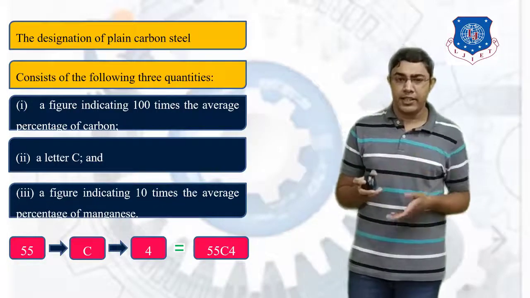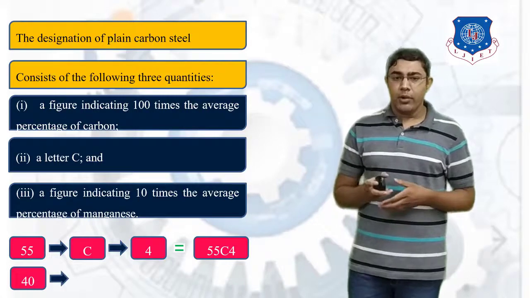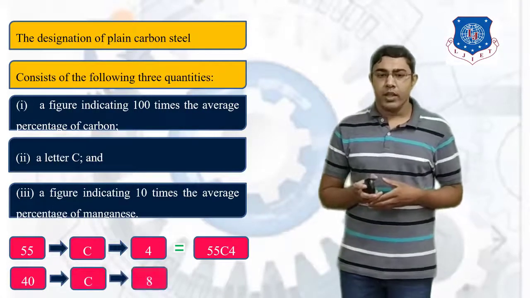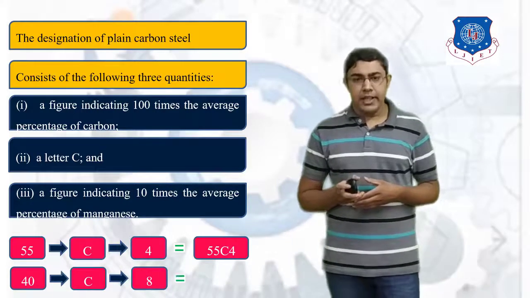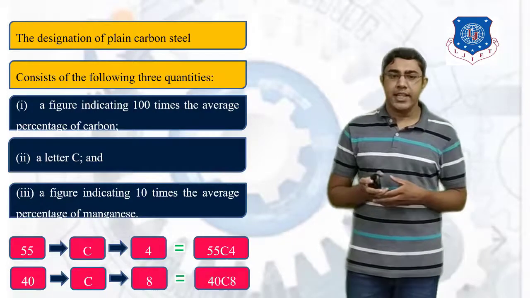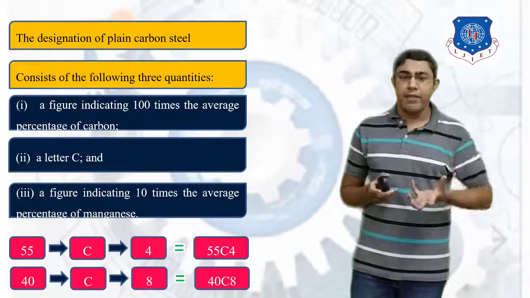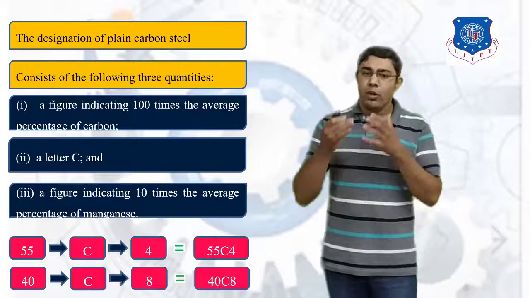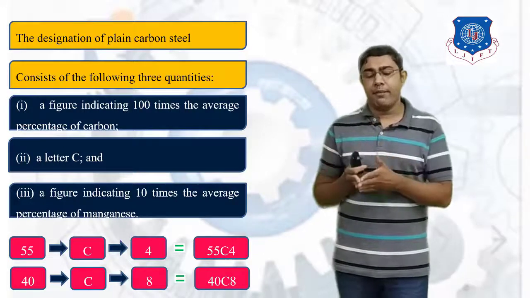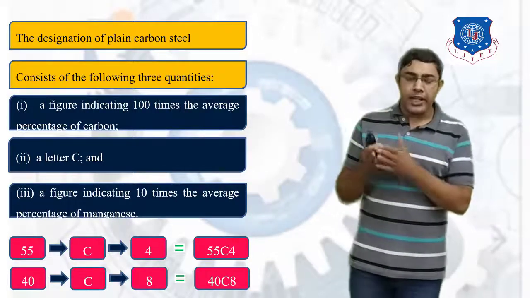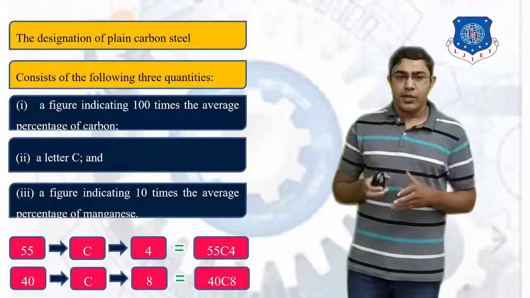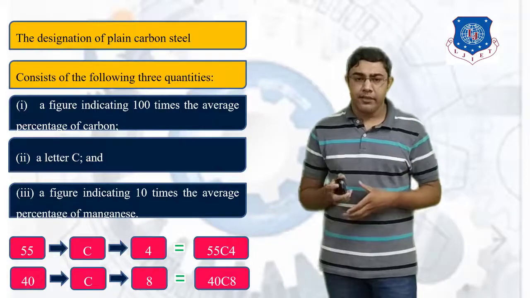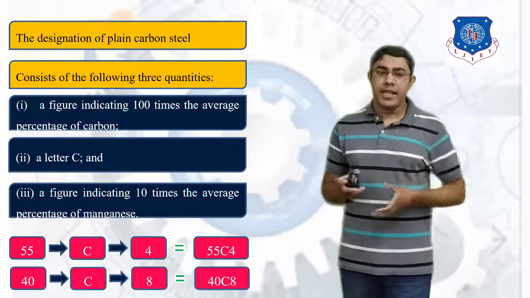Let's see another example. 40 followed by the letter C followed by the figure 8. So that is equal to 40C8. So 40C8 means what? The plain carbon steel with 0.4% carbon and 0.8% manganese. In this way the plain carbon steel is designated according to the BIS standard.